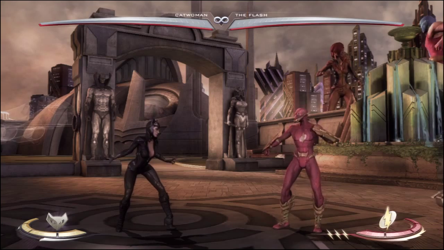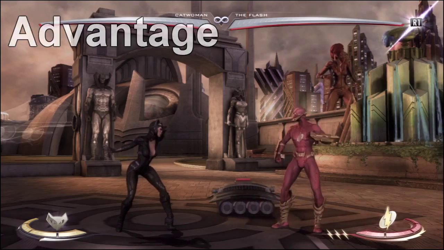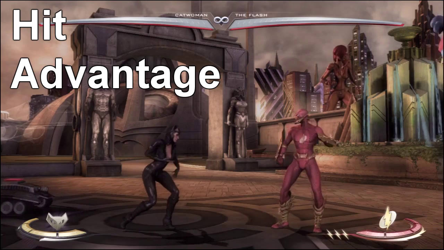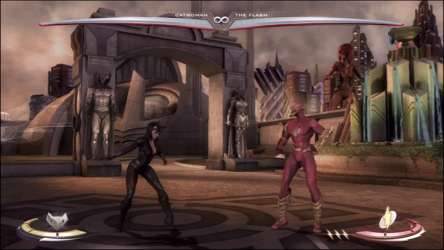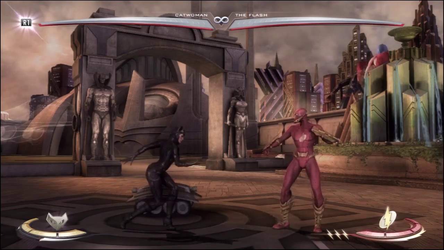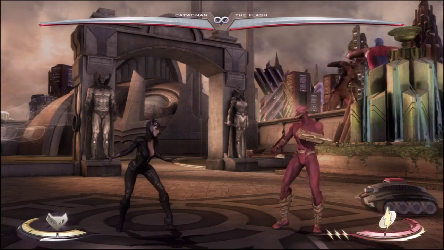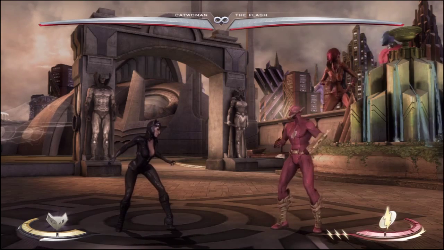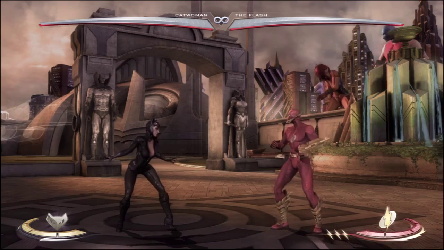So let's go ahead and talk about what an advantage is. An advantage can be described as the difference between both players and their recovery after a certain action is performed. A hit advantage describes the difference in recovery once an opponent is hit by an attack. That means that they did not block it. If an attack has a hit advantage like 15, then that means that the person that hit the opponent has 15 frames to recover faster than their opponent did, which means they will be able to perform moves 15 frames before their opponent will be able to perform moves.